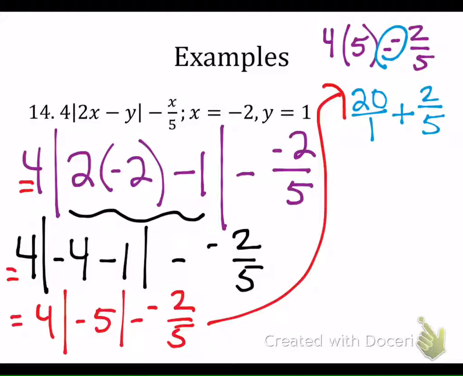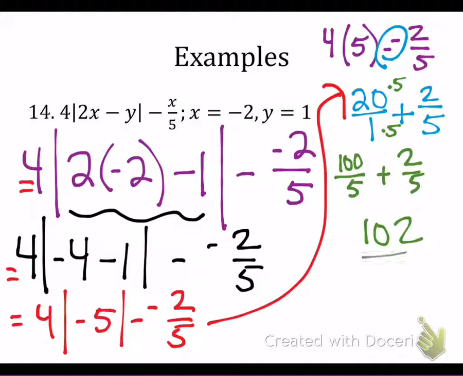Common denominators is correct. So the common denominator here is what? 5. So I'm going to multiply this guy by 5 over 5. It'd be 100. So 100 over 5 plus 2 over 5. 102 over 5.